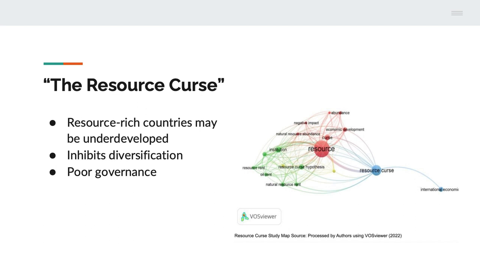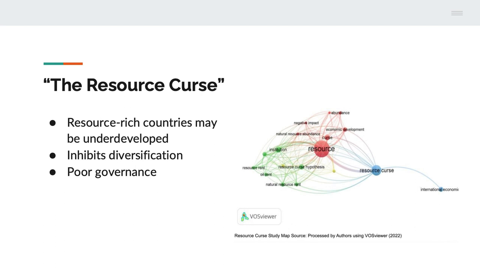Paradoxically, many resource-rich countries endowed with valuable commodities like oil or minerals suffer from underdevelopment, a phenomenon dubbed the resource curse. While resource wealth should drive economic growth, it can instead inhibit diversification as investment floods the extraction industries at the expense of other sectors.